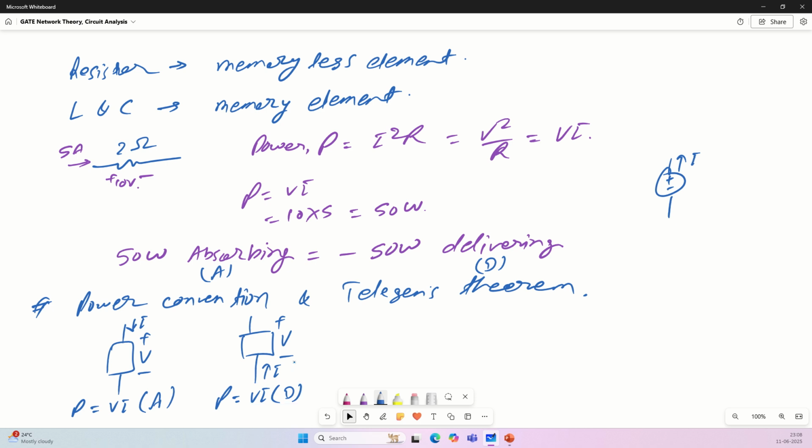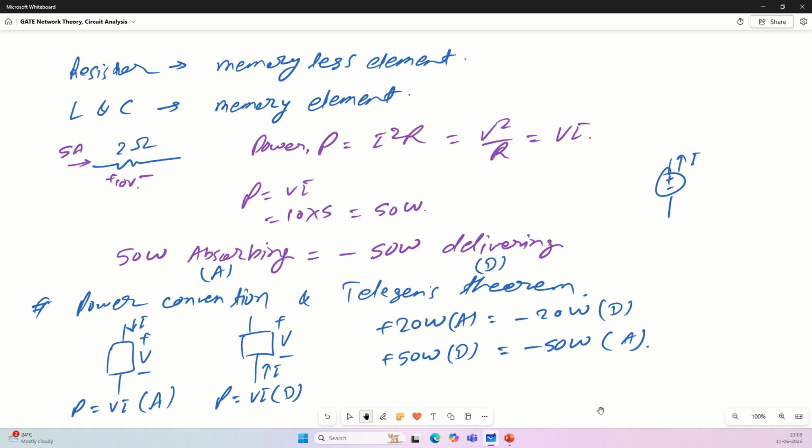Understood? So let us say if I give you an example that plus 20 watt of power is absorbed, it means minus 20 watt of power is delivered. Similar to that, plus 50 watt of power is delivered means minus 50 watt of power is absorbed. This is the understanding you must have: whatever is the power absorbed, the negative of that will be delivered. Understood? So why don't we do one thing? I'll take a simple question and try to make you understand how it is working.